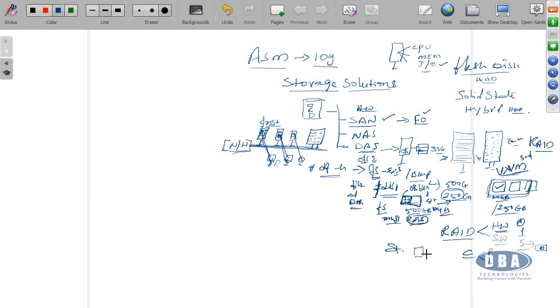If I have two disks, if I make these two part of one volume, see, what do we call? Volume manager. This is what we call volume group, right? Volume group. Volume group contains one disk or more than one disk.